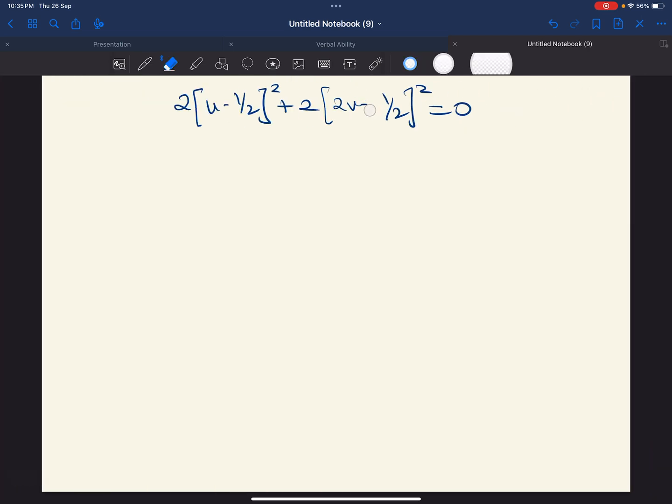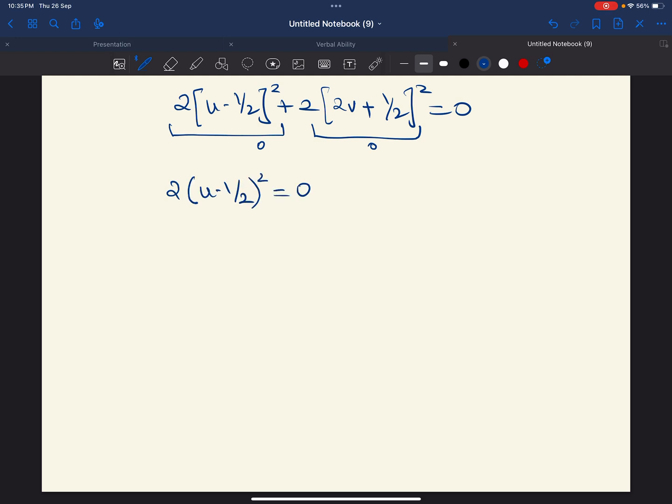When we look at this, how can this equation be 0? Either this whole term goes to 0 and this whole term goes to 0. There is no other case. Both of them will have to get to 0. How do we do this? 2 into u minus 1 by 2 whole square is 0. So u minus 1 by 2 whole square is 0 because 2 goes to that side and becomes 0. U is equal to 1 by 2.